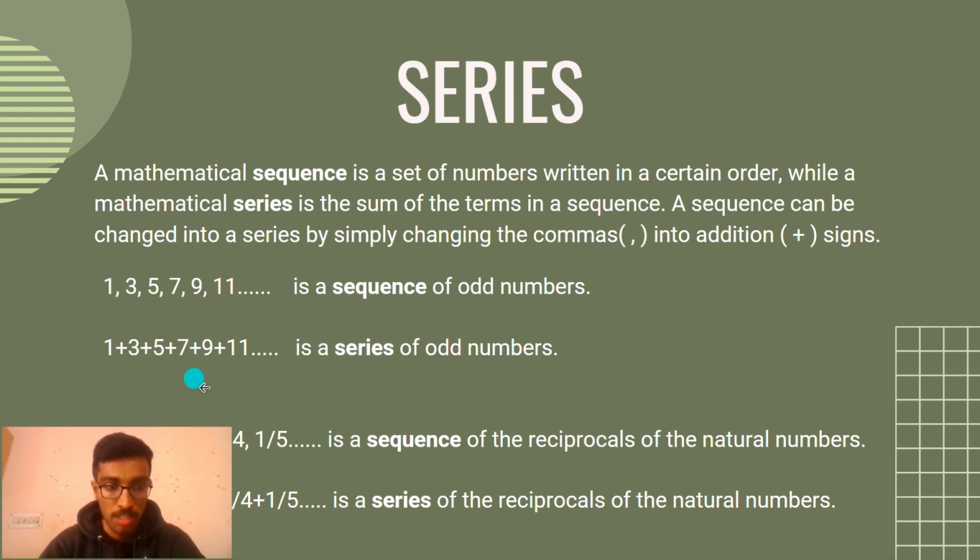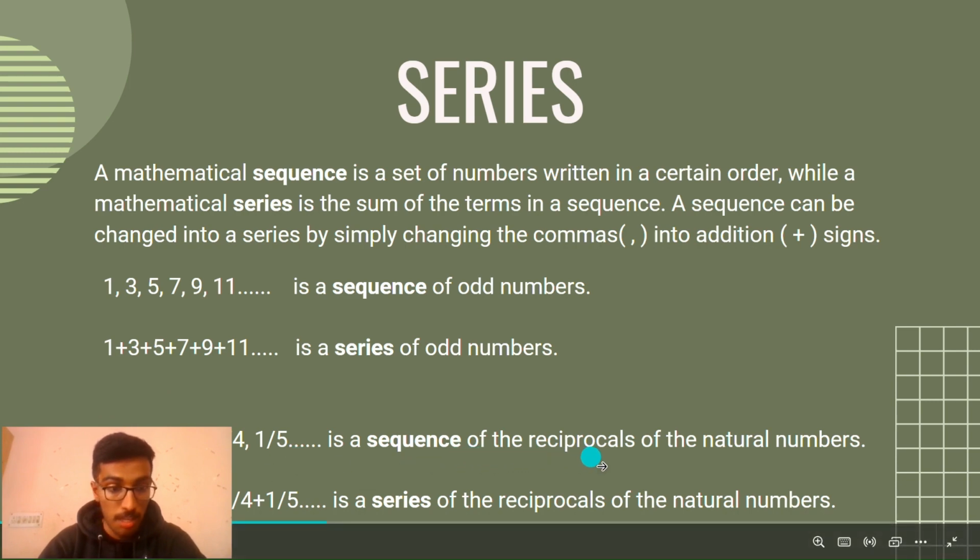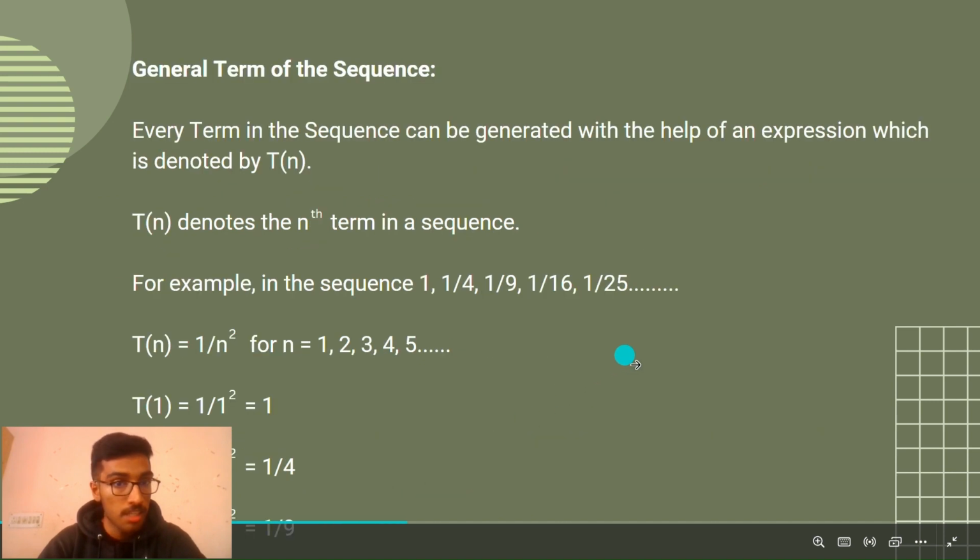So here we have 1, 1 by 2, 1 by 3, 1 by 4 and so on. It is a sequence of the reciprocals of the natural numbers, whereas 1 plus 1 by 2 plus 1 by 3 plus 1 by 4 plus 1 by 5 and so on is a series of the reciprocals of the natural numbers. General term of a sequence.